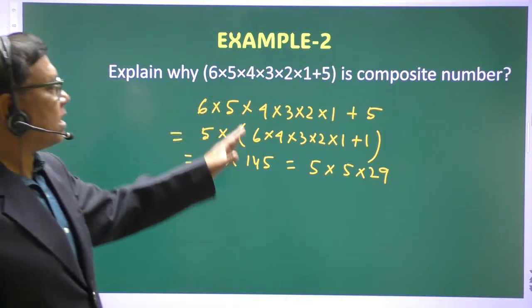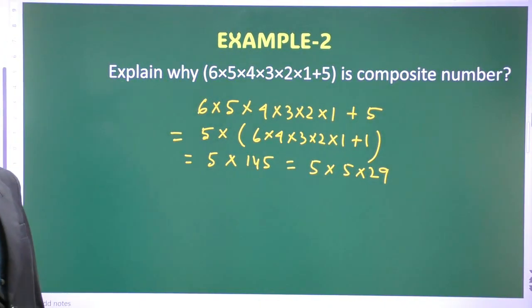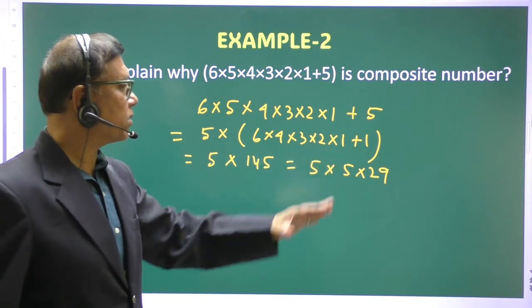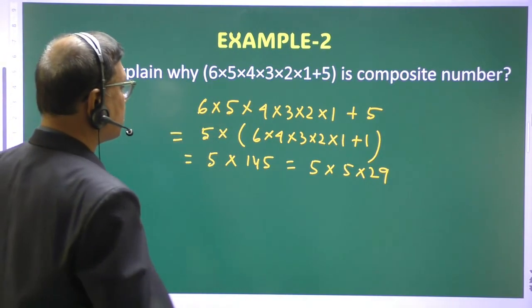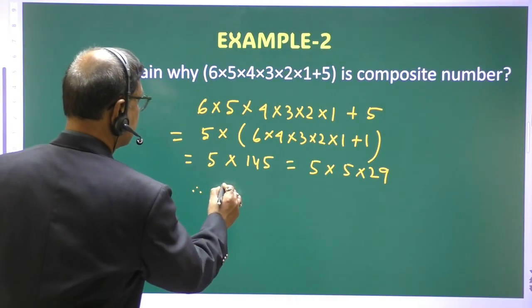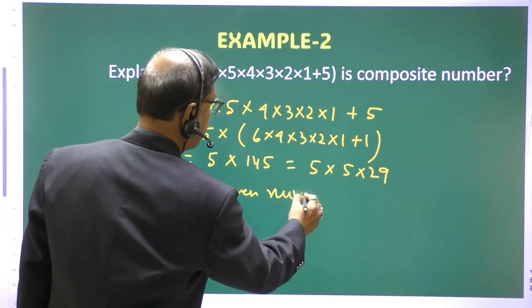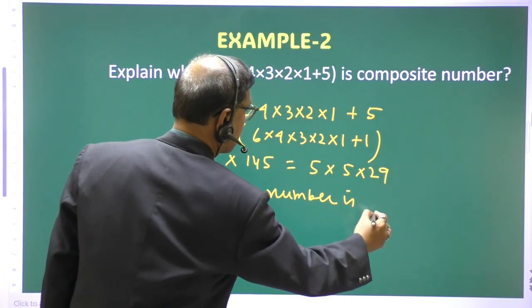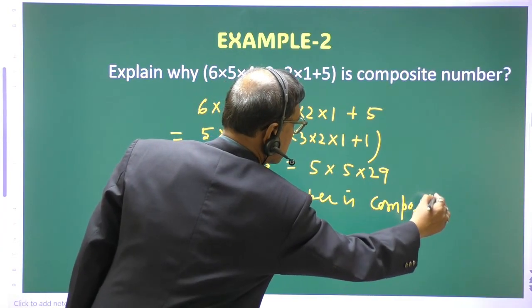That means the given number is expressed as the product of 3 primes: 5, 5, 29. 3 factors. It's clear? So that's why this number is composite. Therefore, the given number is composite. Clear?